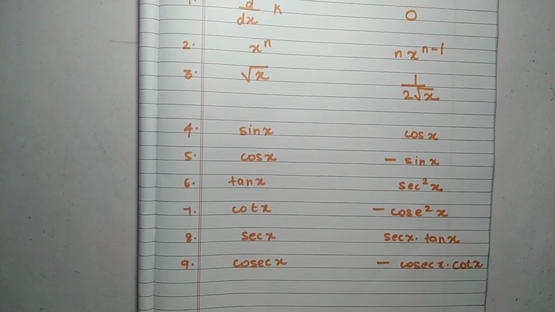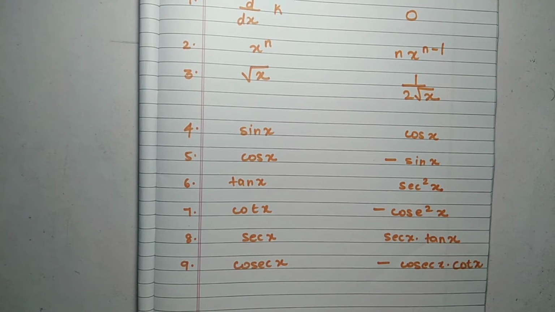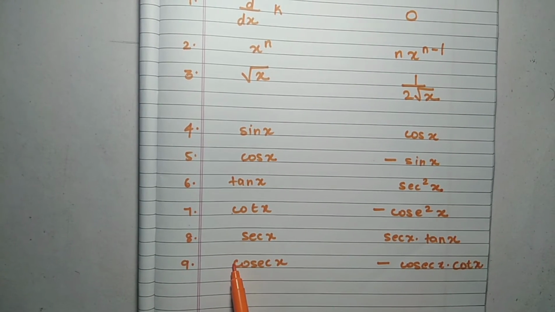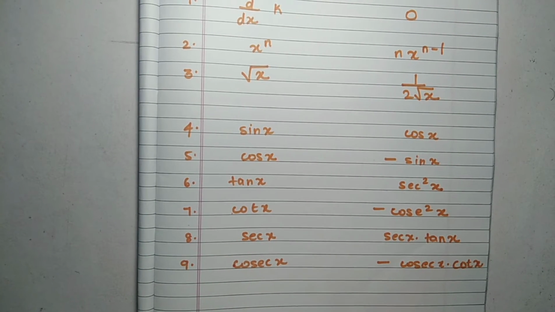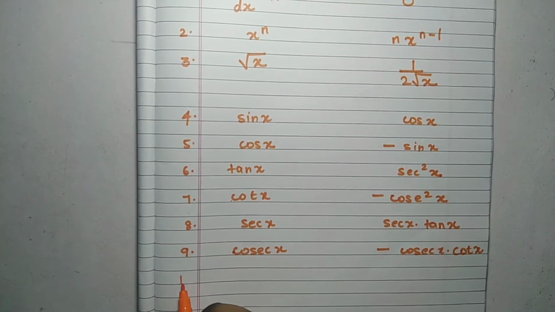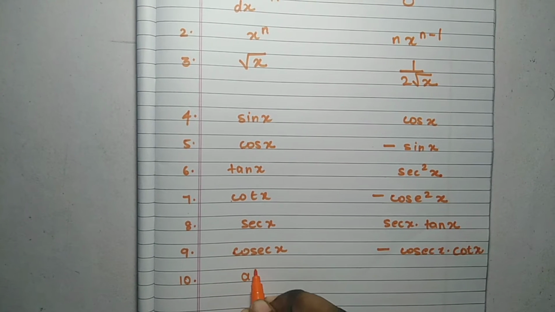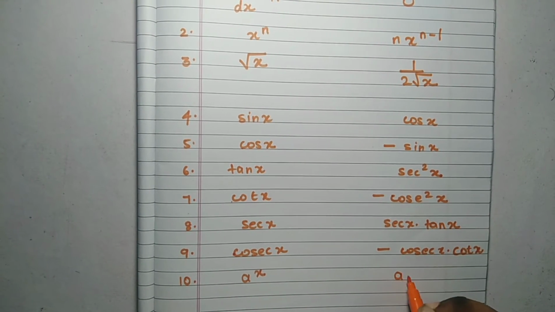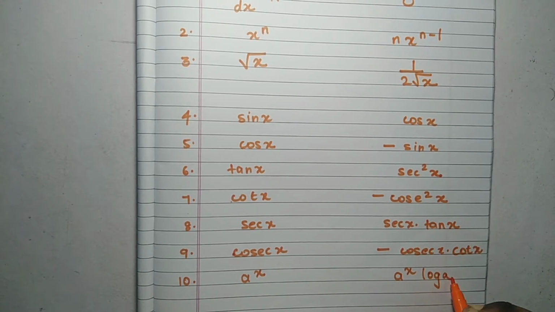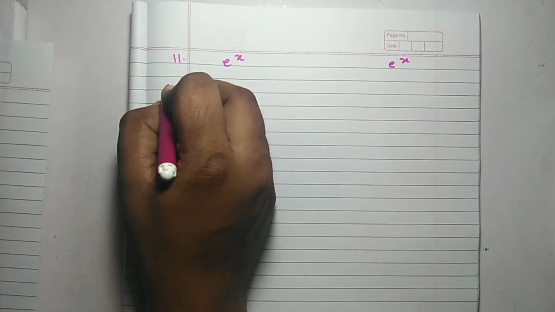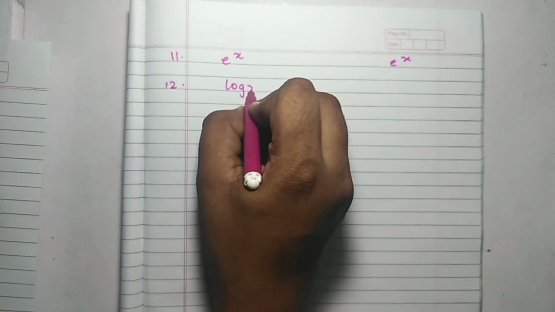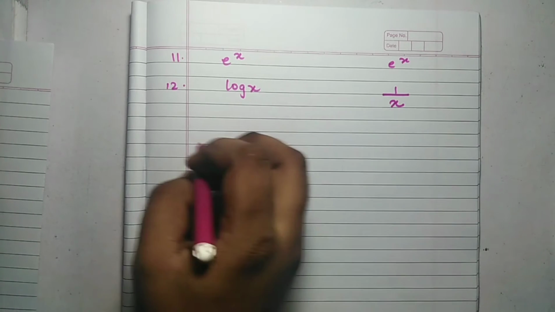So these are the functions and these are the derivatives. How to remember these signs? I'll tell you. If the name of the function starts with C, then the derivative will be negative. Remember that. Now moving forward, the derivative of a raised to x is a raised to x log a. The derivative of e raised to x is e raised to x. For log x, it is 1 upon x.